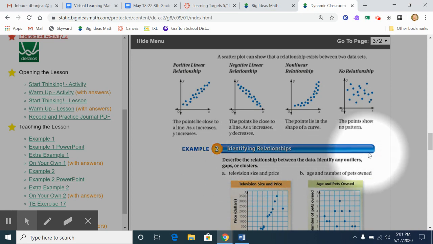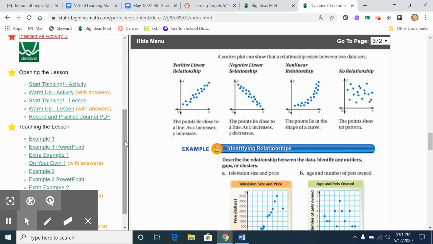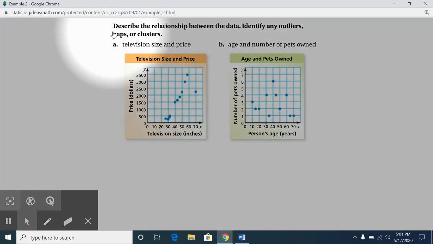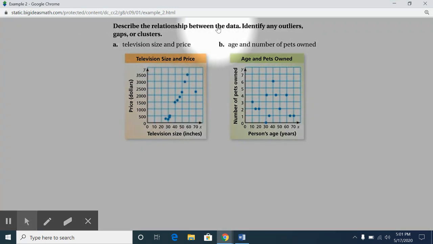So example 2 is now identifying relationships. Let's look at that to meet our second learning target. Okay, so describe the relationship between the data. That means, is there a positive relationship, a negative relationship, a nonlinear relationship, or is there no relationship, just like we looked at? Okay, so let's look at that first. Describe the relationship between the data. In this case, it looks like there's sort of a positive relationship, right? It's sort of trending as x increases, y increases.